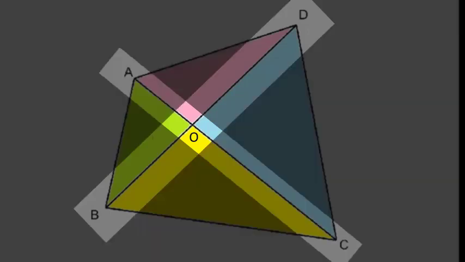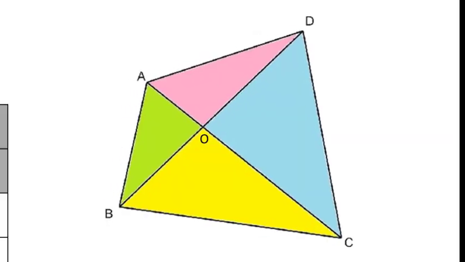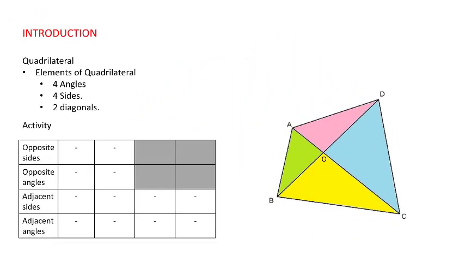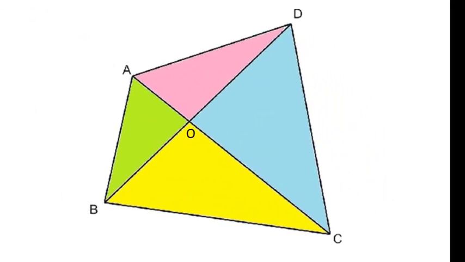You have to also understand and solve a small activity given below. In this activity, you have to fill the opposite sides. Now, a pair of opposite sides in the given quadrilateral are segment AB and segment DC. The second pair is segment AD and segment BC. Opposite sides are the sides which are facing each other like a mirror. Pair of opposite angles in this figure: angle A and angle C, angle B and angle D.